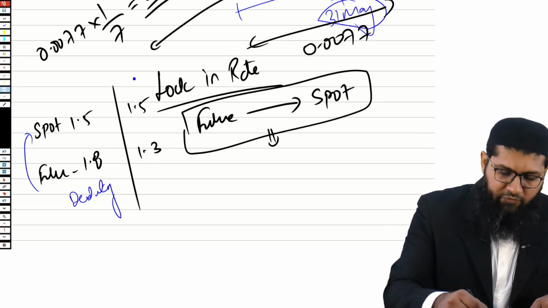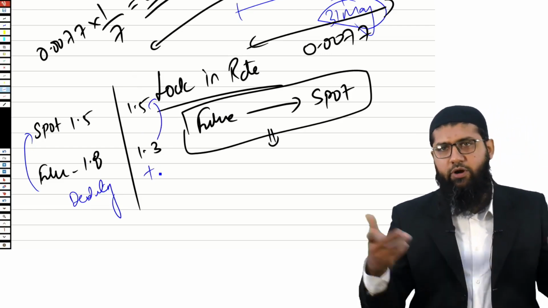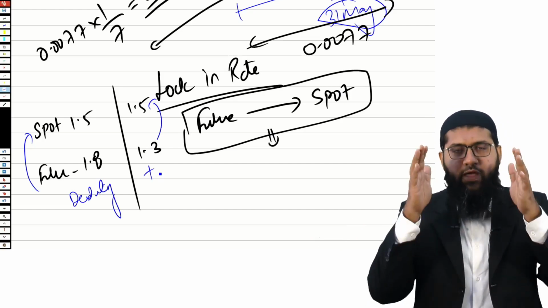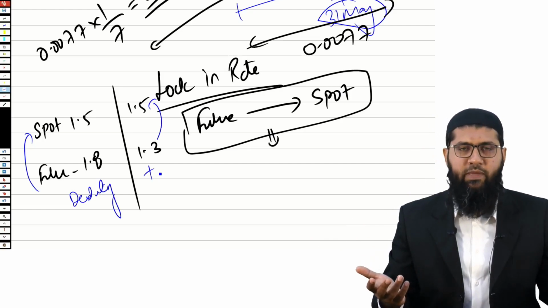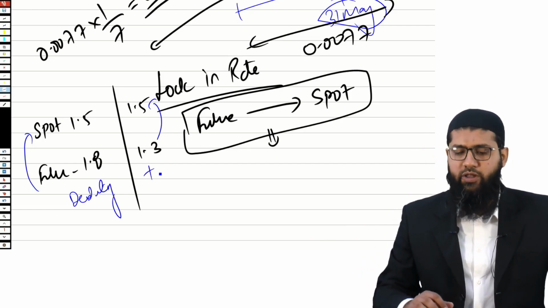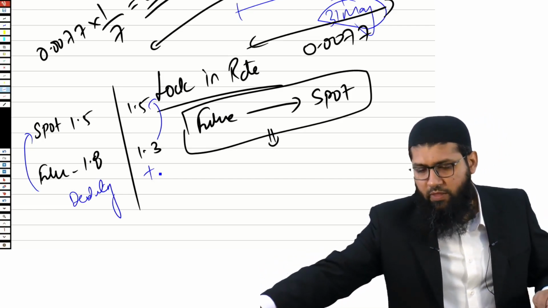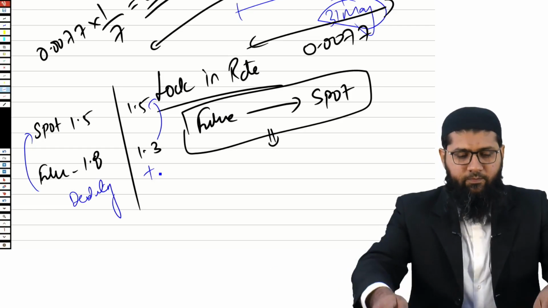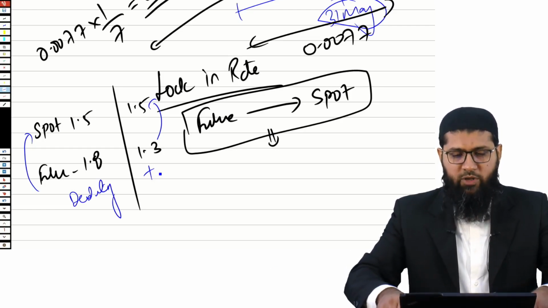But if you are going from future to spot in this scenario, you would be adding. That is what you have to keep in mind. So depending upon the original relationship between the spot and the future, the subsequent basis is going to be either added or deducted. Depending upon how the original relationship is, that is how things are going to be decided. So let me know if you all are okay now.